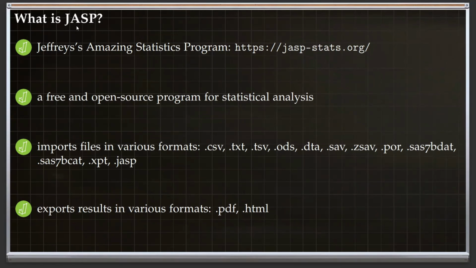JASP is just an acronym for Jeffrey's Amazing Statistics Program. And you can see more details about JASP on this website here, jasp-stats.org. It's a free and open source program for statistical analysis. It allows you to import files in various formats like .csv, .txt, and all of these. And you can export results in various formats like PDF and HTML.